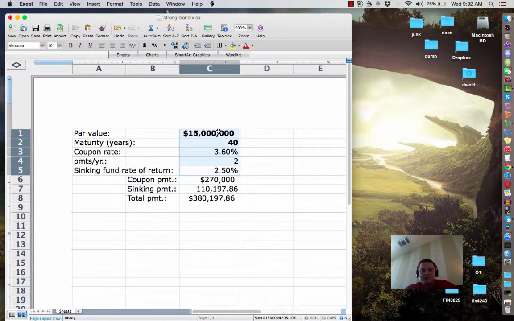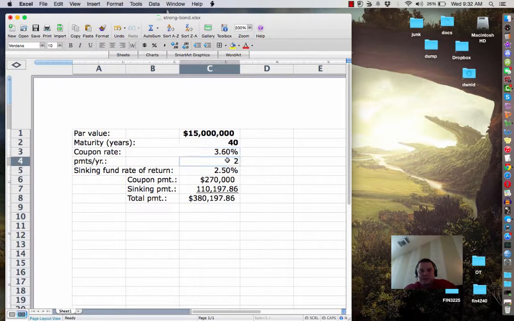The first one is the par value. We're assuming the bond is issued at par for its par value. And the third box is the coupon rate. I have 3.6% here, but that could just as easily be 3.7 or whatever the market will bear when you issue the bond so that it's selling at par.